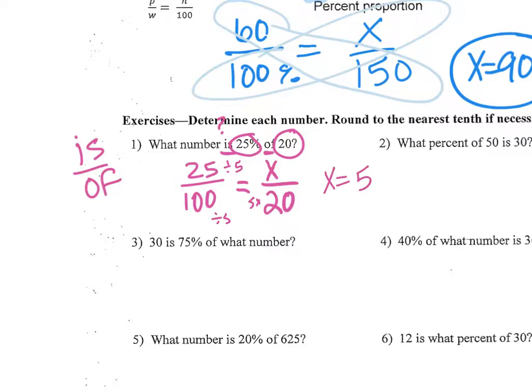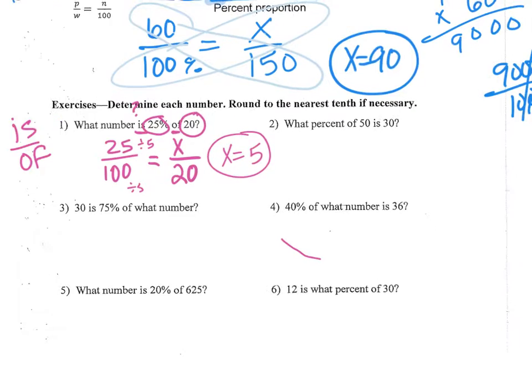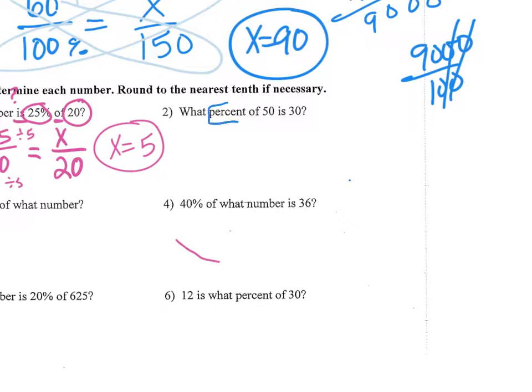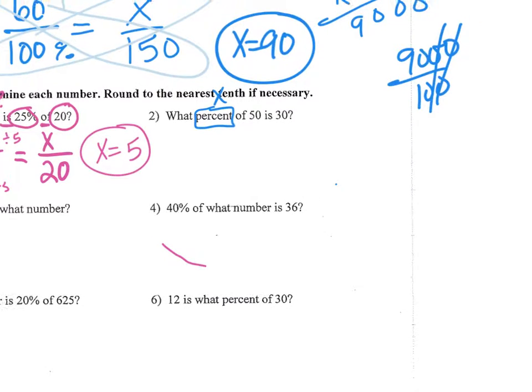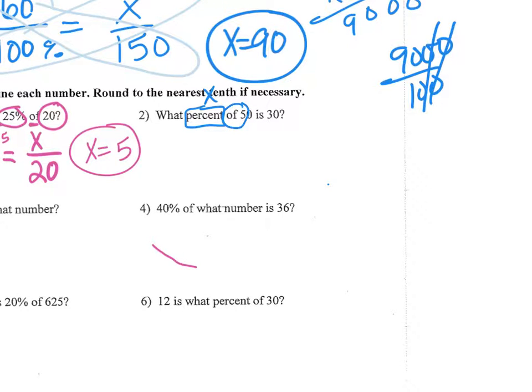5. It's 50. So then on number 2, what percent, so I don't know what percent, that's going to be my x, of 50 is 30. So remember, is over of. Since it asks what percent, how do I want to set that side of the proportion up? If it's asking me for what percent, how do I need to set that up?